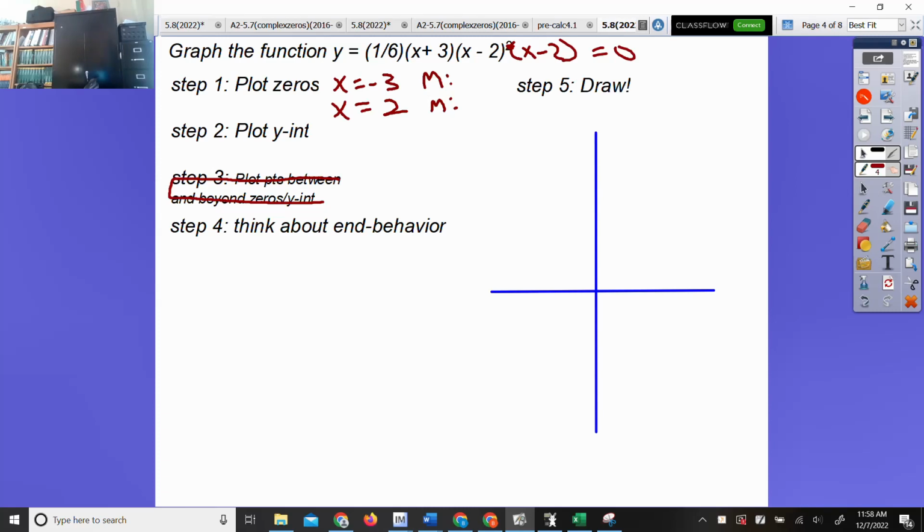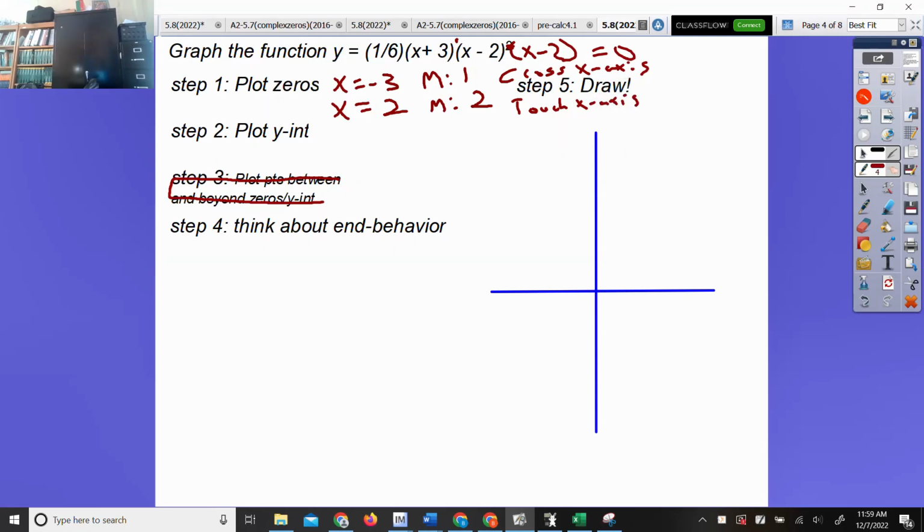The 0 at -3 has a multiplicity of what? 1. Why 1? Understood exponents. There's a 1 there. The 0 at 2, what's its multiplicity? 2. Exponents at 2. What do you know about a multiplicity of 1? Crosses. Odd multiplicities cross the x-axis. How about having a multiplicity of 2? Touches. Touches happen at least twice. Touch the x-axis.